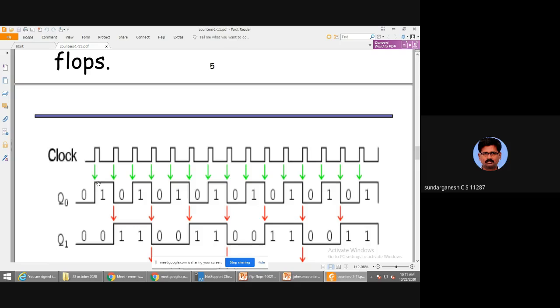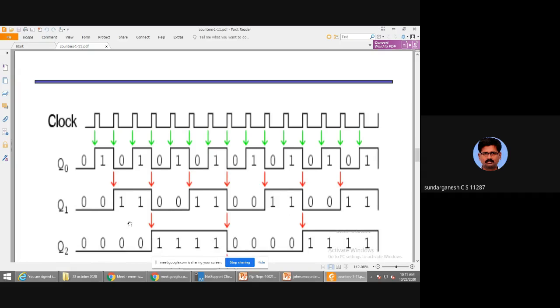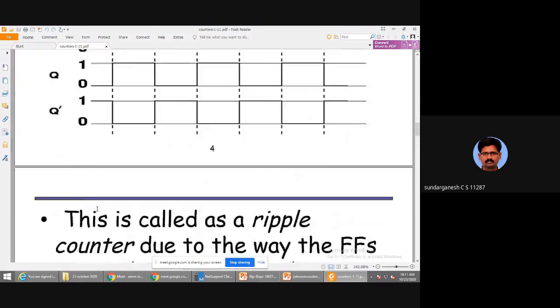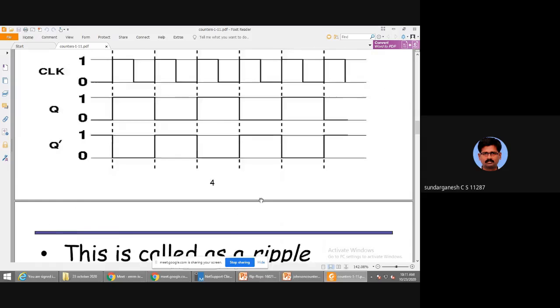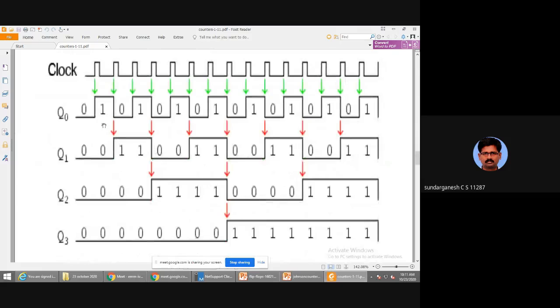So the first flip-flop changes its output during the positive edge of the clock pulse. That is Q0. For the second flip-flop, it changes on the negative edge of the first flip-flop's output. If you look at the diagram, here the clock has an inversion. So the clock having an inversion means it is triggered on the positive edge. The remaining things are negative edge triggering.